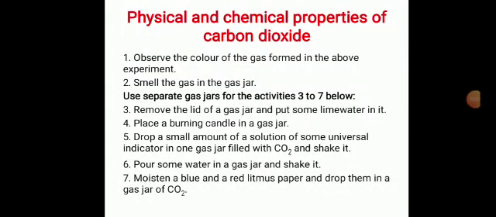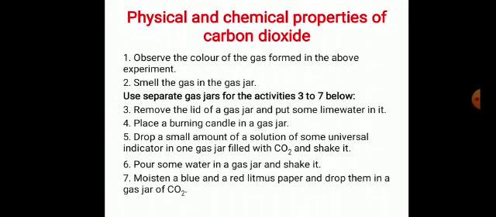After watching the video, I think you all have understood the laboratory preparation of carbon dioxide, isn't it? Now let us study physical and chemical properties of carbon dioxide. Observe the color of gas formed in the above experiment. Smell the gas in the gas jar.